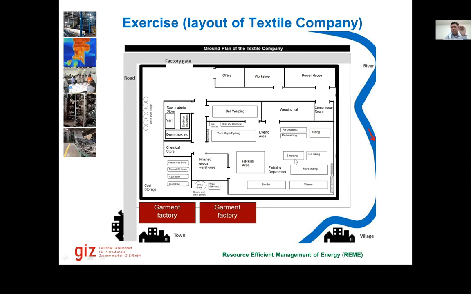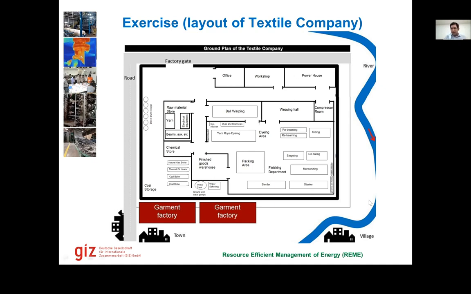Then it goes to singeing. In singeing, the fabric goes through a flame. There's flame coming on this side as well as on this side of the fabric, and it burns extra fiber and also improves the shine of the fabric. Then it goes to mercerizing, where we control the shade of the fabric. It goes to the stenter, where the fabric is dried and the shrinkage is controlled, so the width of the fabric is controlled here. The fabric that comes out goes to the packing area, and after packing, it goes to the finished goods warehouse. That is how the whole process of the textile company is laid out.